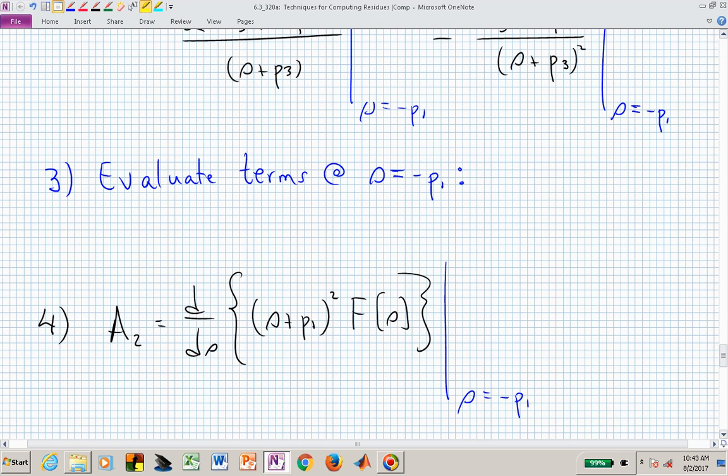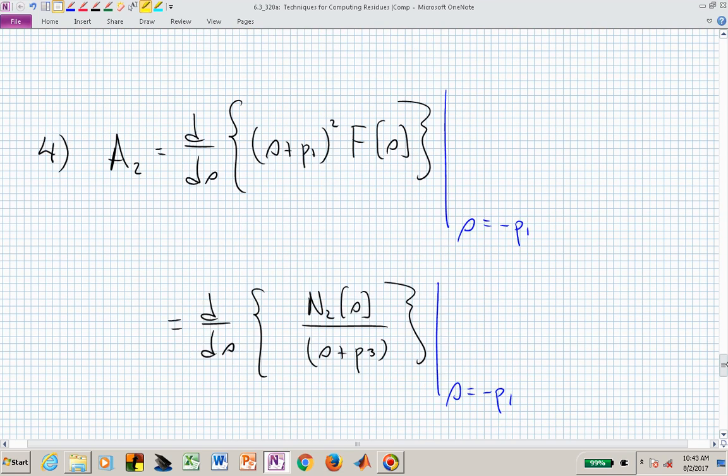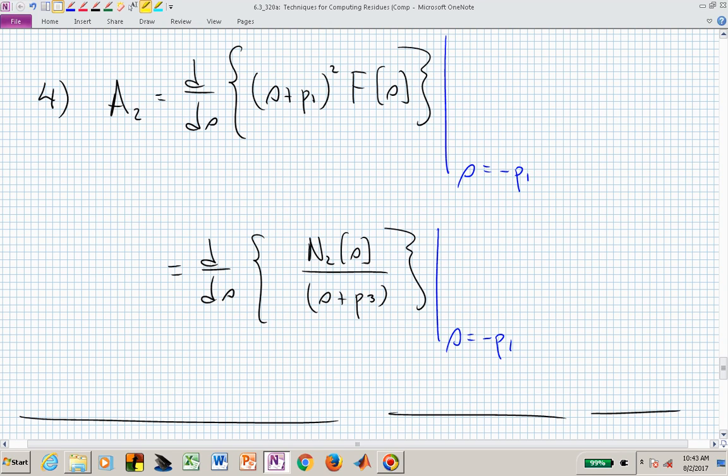So we evaluate the terms at s equal to minus p1. That canceled everything on the right-hand side other than a sub 2, and in our case that now leaves us with this expression, the first derivative of the numerator, the original numerator of f of s, which we called n sub 2 of s, divided by what's left in the denominator when we've now multiplied through by s plus p1 squared. That simplifies the expression a little, but we still have a messy differentiation maybe. But once we've differentiated, then we evaluate or replace s with minus p1, and that will produce this coefficient that we're after, which is a sub 2.